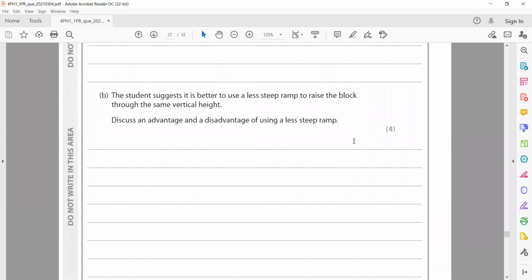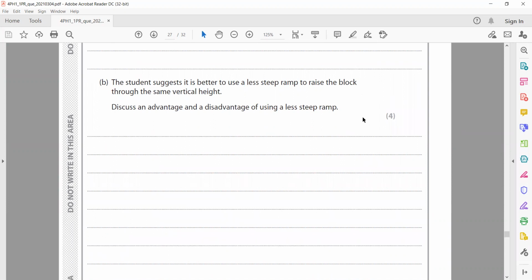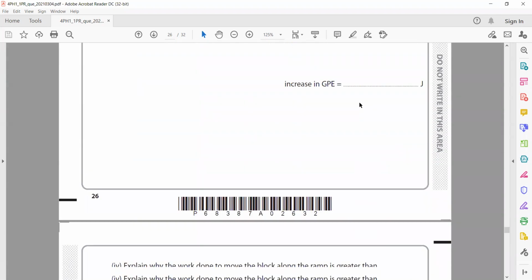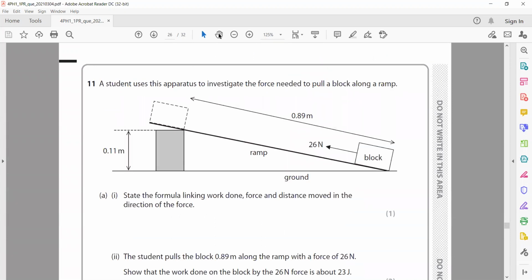Students suggest it is better to use a less steep ramp to raise the block through the same height. Discuss an advantage and a disadvantage of using a less steep ramp. So if you use a less steep ramp, then it should be longer as well. If you want to reduce the slope, then it should be longer. And what is the advantage and what will be a disadvantage?